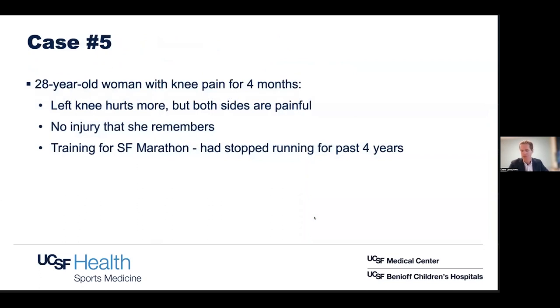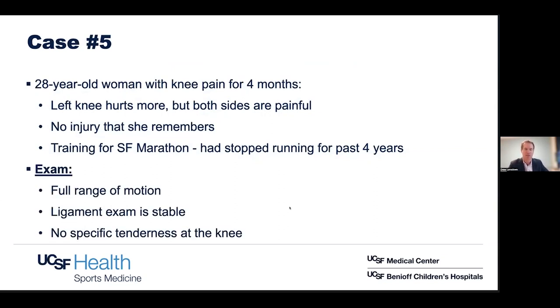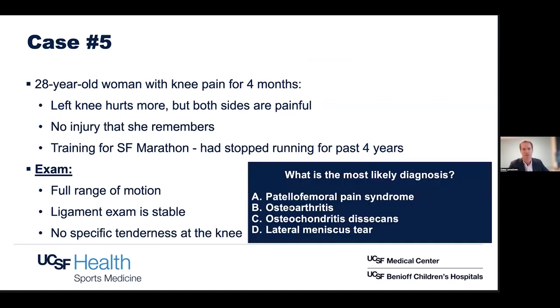All right, our last patient here. So 28-year-old woman, knee pain for 4 months, left side hurts more, both sides are painful. Doesn't remember an injury, but was training for the marathon, had stopped running before. Full motion, stable knee, and no tenderness at the knee. And on this one, our most likely diagnosis is patellofemoral pain syndrome.